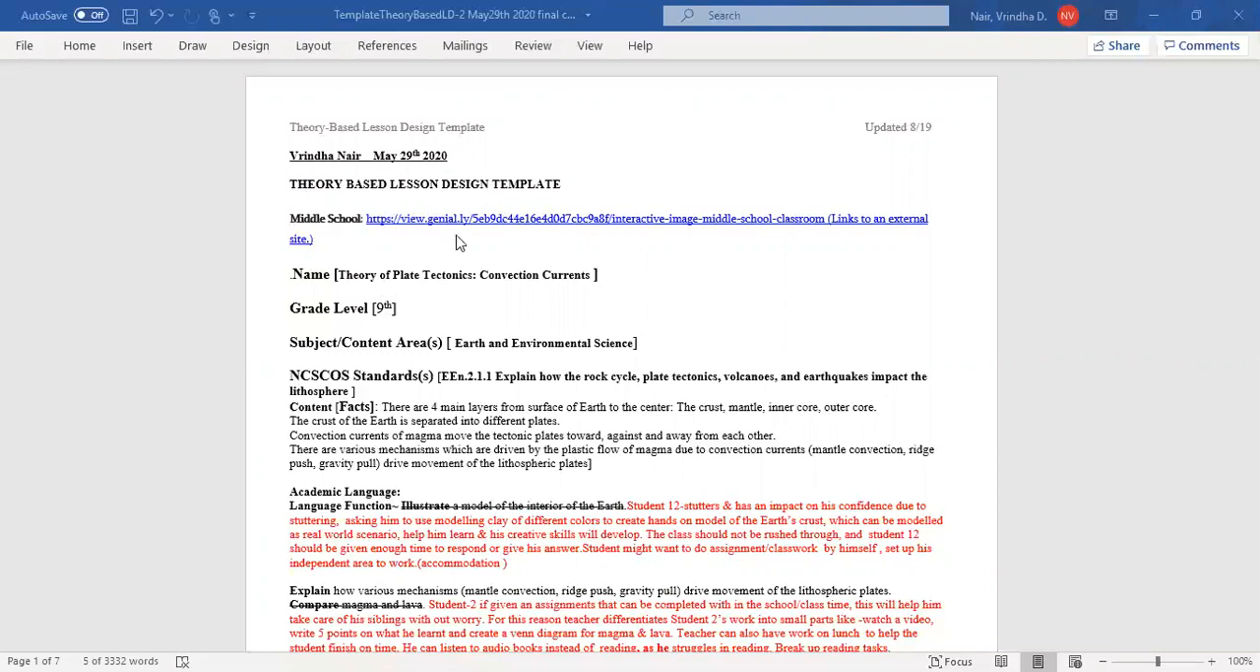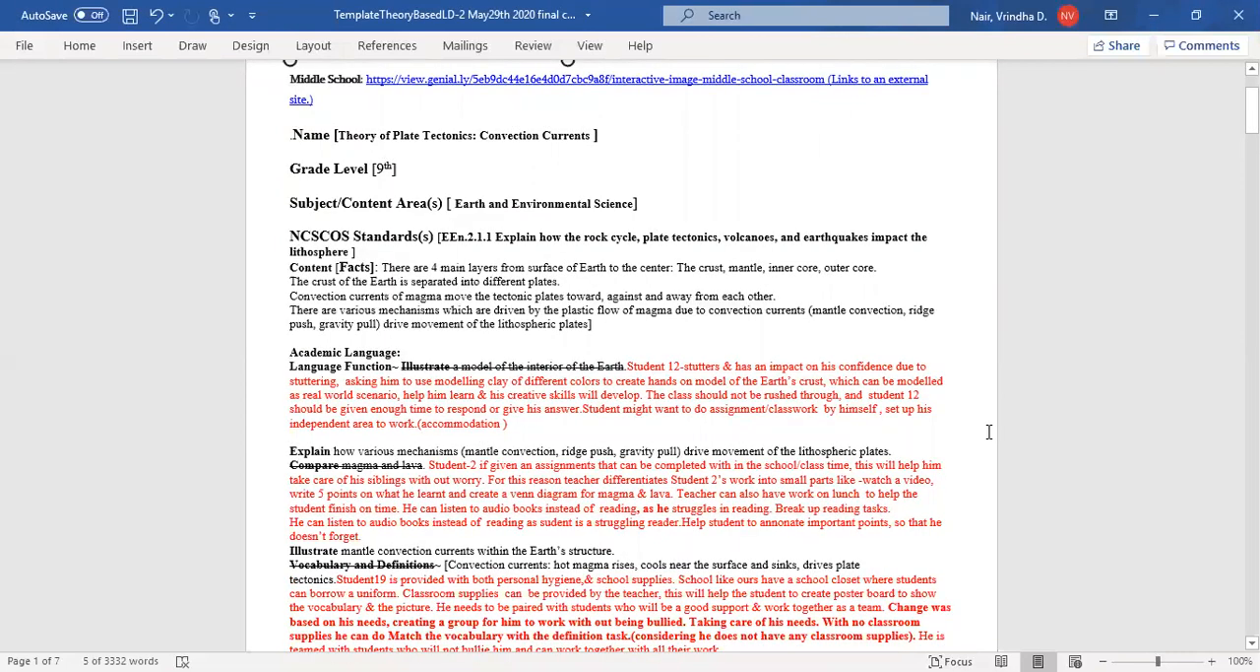It's a theory-based lesson design template. And this is the topic that I did, a theory on plate tectonics. As you can see, it's for grade 9, and the subject and content area is earth and environmental science. We have to go to NCSCOS standards, basically the science standards, and then pick the topic. So here: explain how the rock cycle, plate tectonics, volcanoes, and earthquakes impact the lithosphere. That's the main core standard there, and it says EEN.2.2.1.1. So that is the number and the standard.